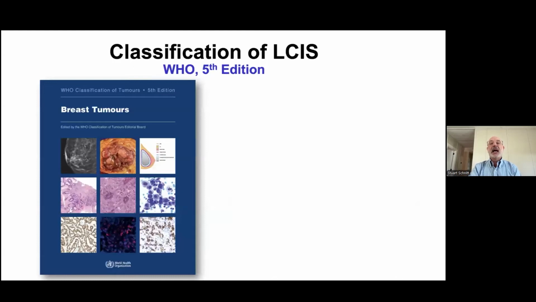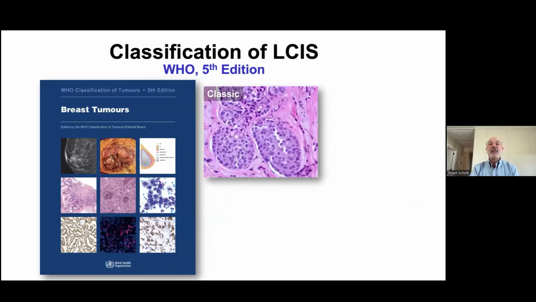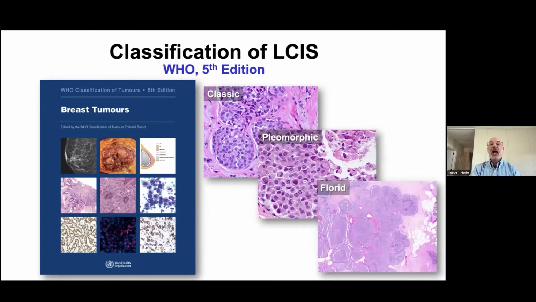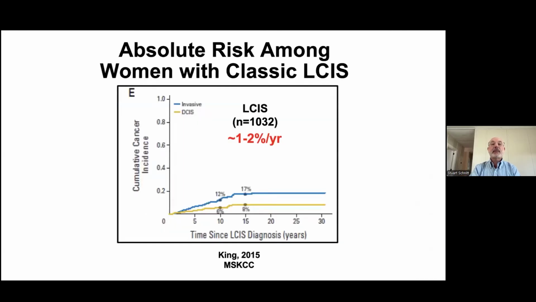Now, LCIS is not one disease. The World Health Organization recognizes 3 different variants of LCIS. The most common is the classic type, and that's where most of the data are from regarding LCIS and breast cancer risk. But there are also 2 other types that are less common, the pleomorphic type and the florid type.